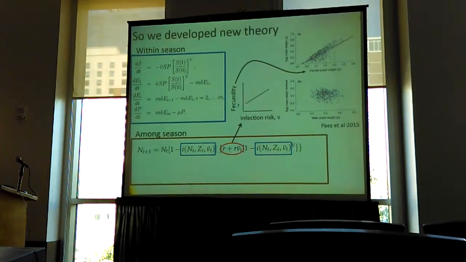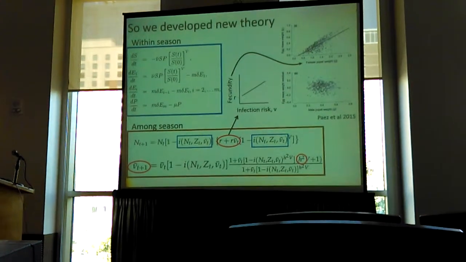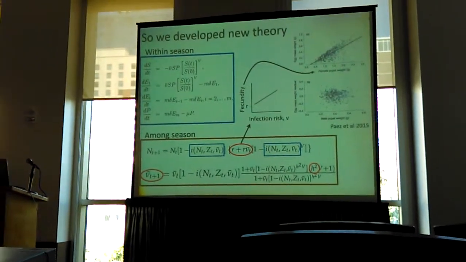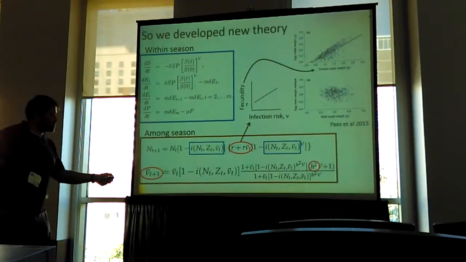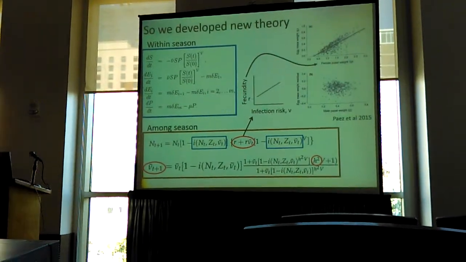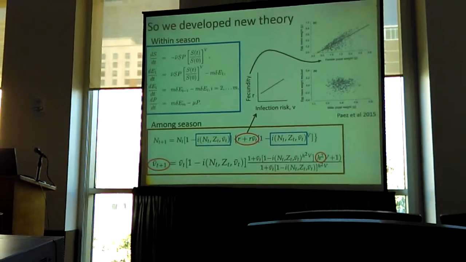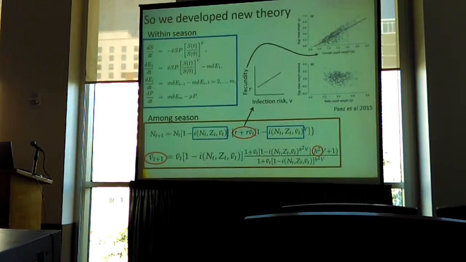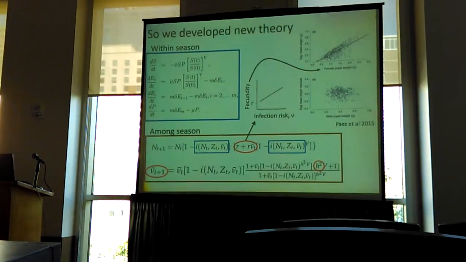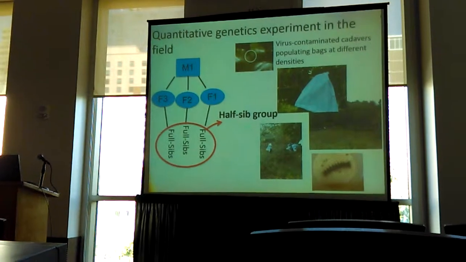And then the second key assumption that we're making is that now infection risk changes over time. And this change is actually going to depend on the heritability of infection risk. And we can talk about how we arrive at these equations later on, because they might look confusing to some people.